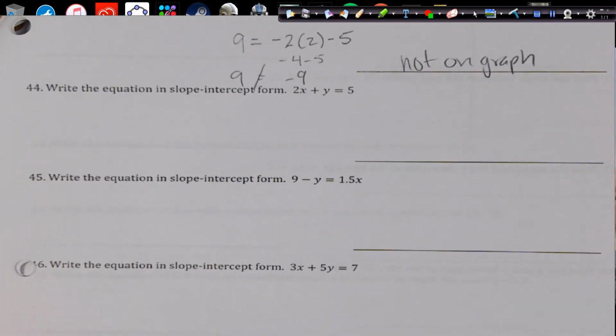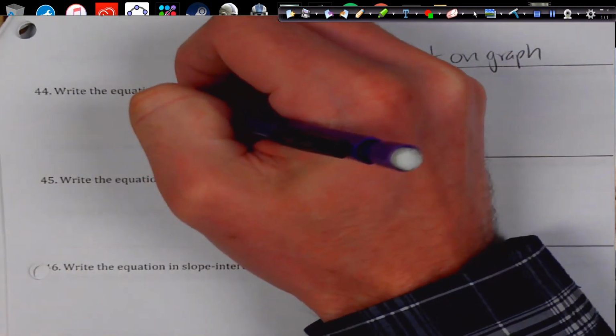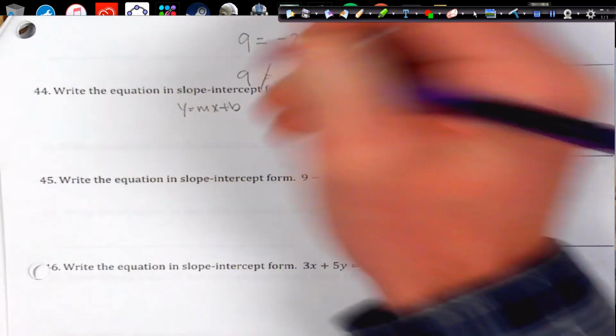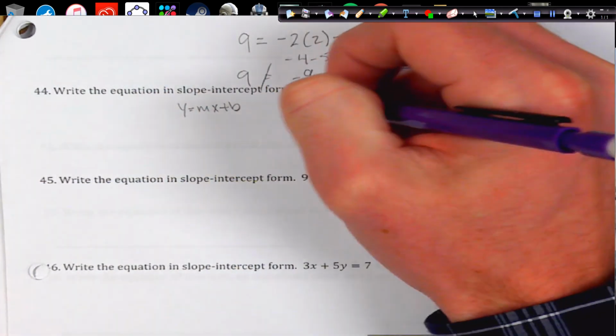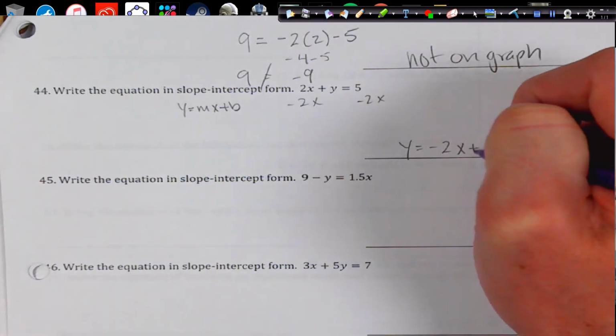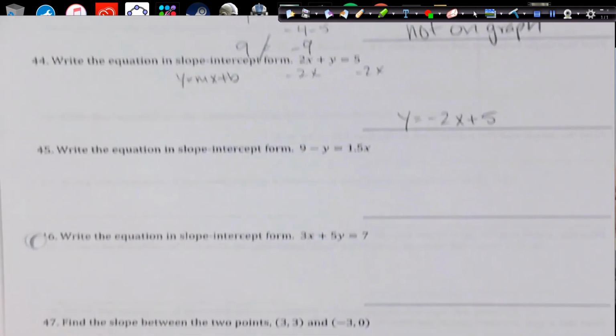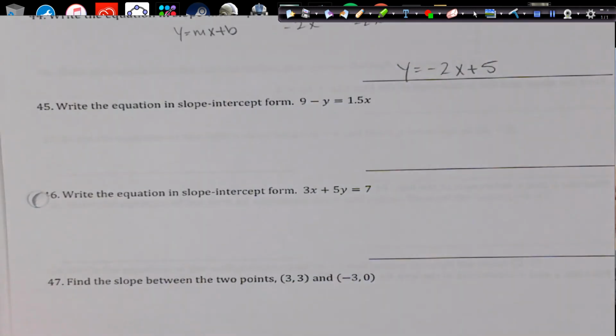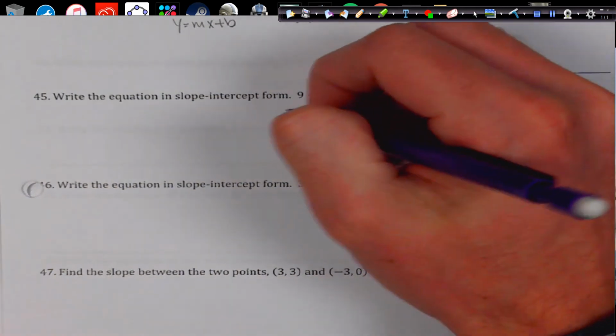Write the equation in slope-intercept form. So slope-intercept form is y equals mx plus b. It means I just need to solve for y. Subtract 2x on both sides, and get y equals negative 2x plus 5. Again, same thing. We're going to subtract the 9.